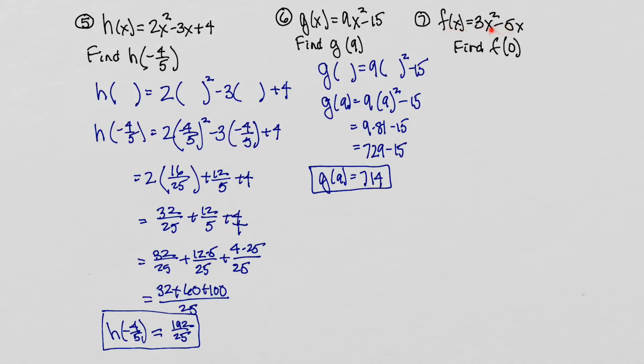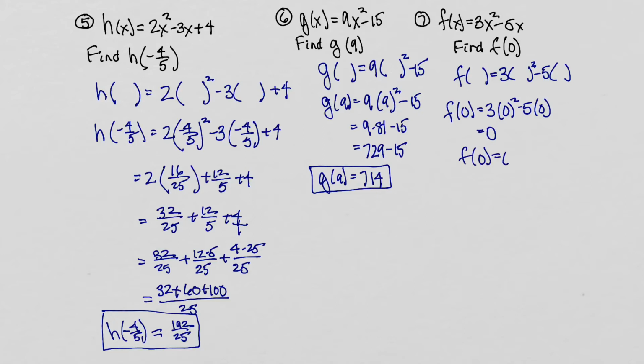And in number 7, f of x is 3x squared minus 5x. Let's find f of 0. So as we typically do here, let's write f open parentheses equals 3 parentheses squared minus 5 parentheses. And now, in the parentheses, we will put the 0 here and the 0 there. 0 will go into each one of those parentheses. So we're going to get f of 0 is equal to 3 times 0 squared minus 5 times 0. Well, this just gives us 0. So what we're saying is that f of 0 is 0. You put 0 in, you get 0 back out.